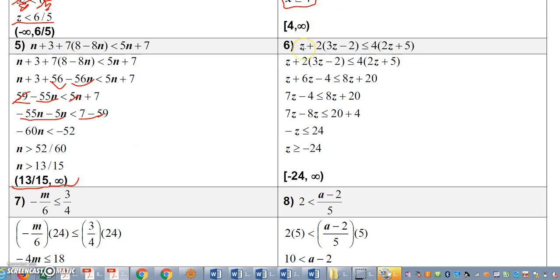And then on this one, I'm going to distribute the 2. So 2 times 3z is 6z. 2 times minus 2 is minus 4.